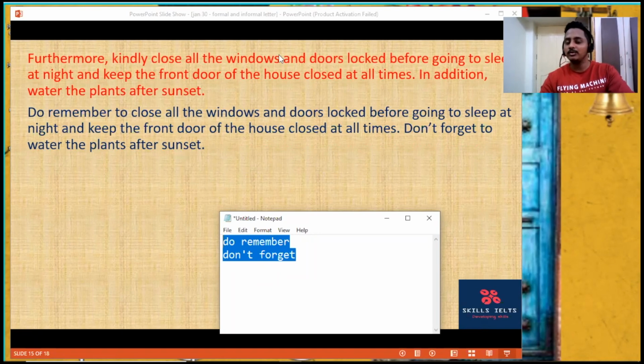"Kindly close all the windows." Don't write that. Write "Do remember to close the windows." "Don't forget to close the windows." "And keep the doors locked before going to sleep at night, and keep the front door of the house closed at all times."